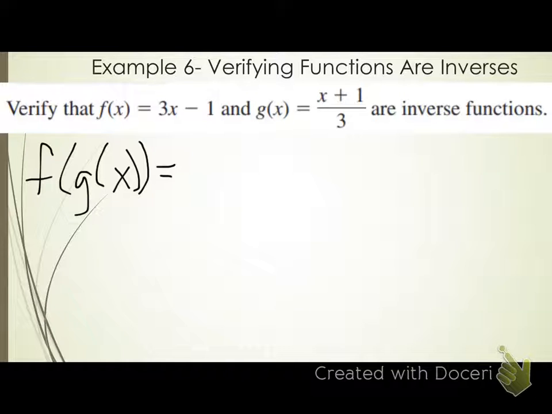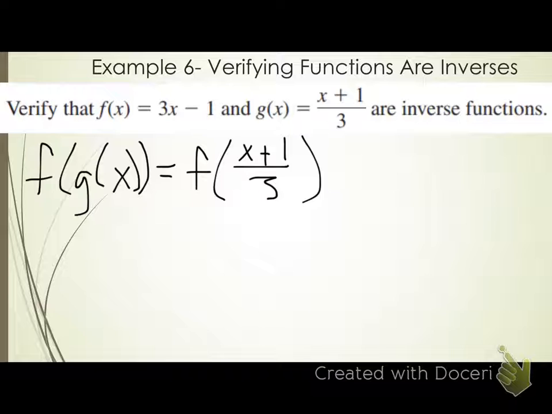So let's find f of g of x. What does g of x equal? X plus 1 over 3. So I'm essentially finding f of x plus 1 over 3 because I can replace that g of x with that expression. Does everyone see that?